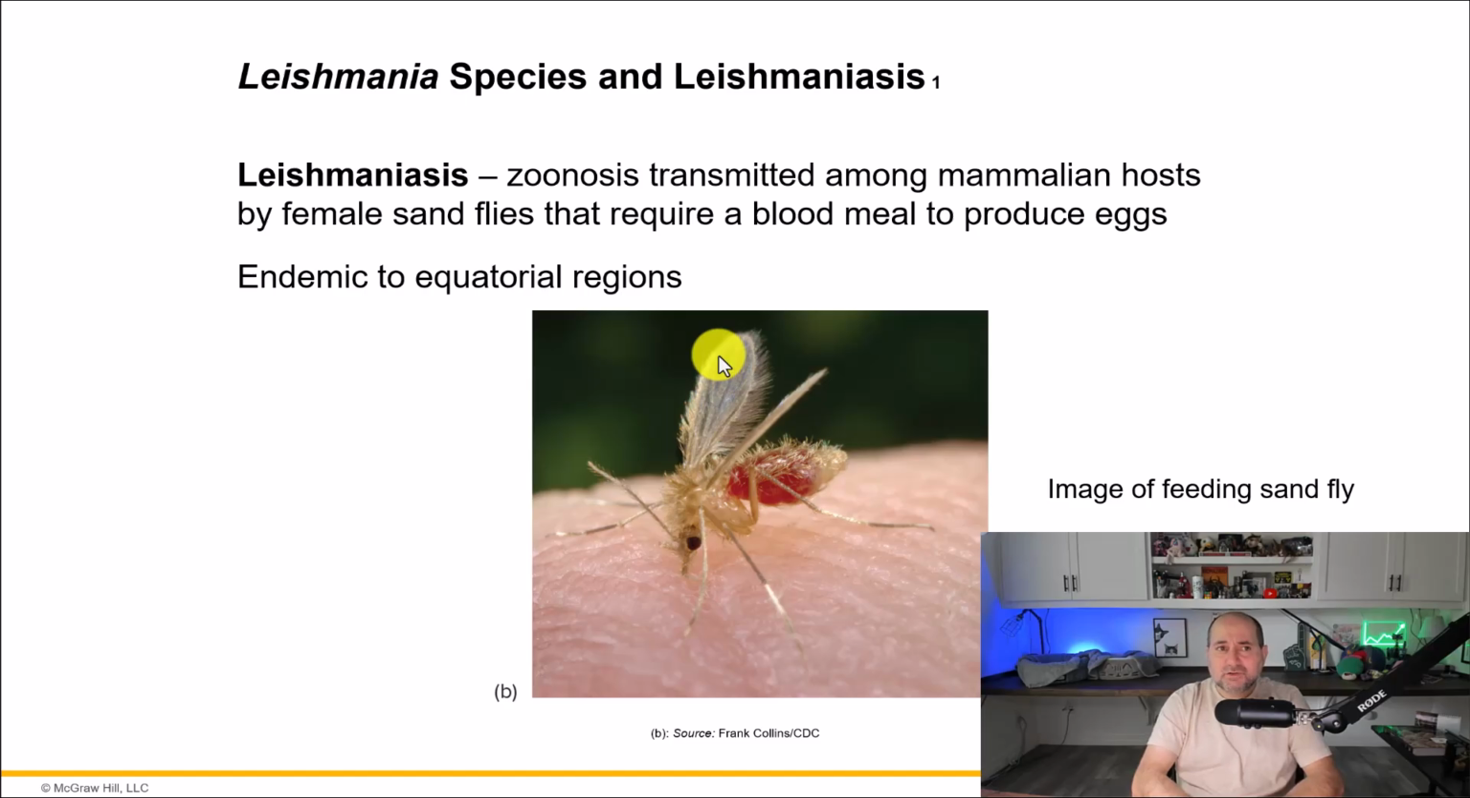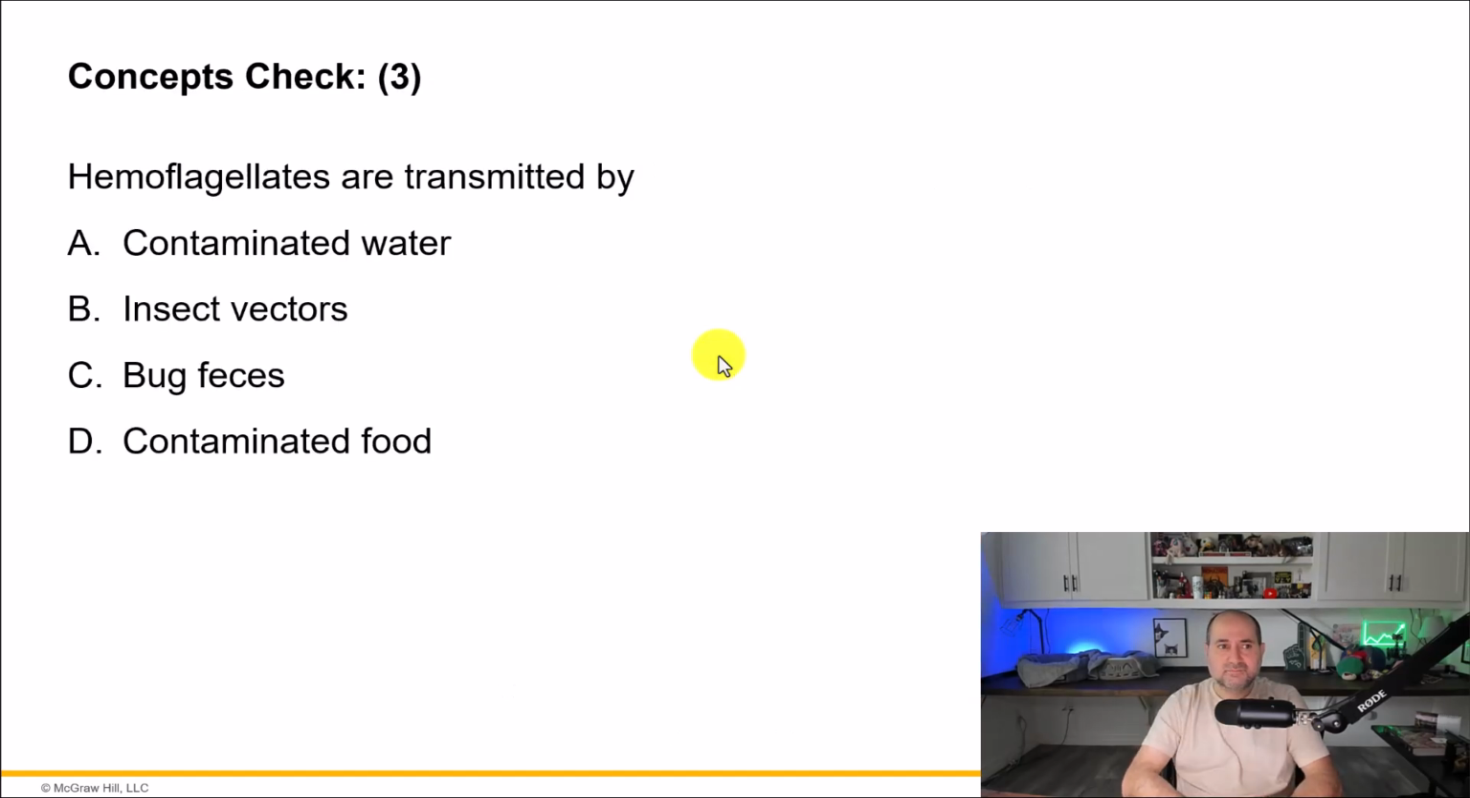And then we talked about Leishmania species and how they can cause leishmaniasis. You should know that this can be spread by the vector, the sandfly. And do you remember this concept check question? Hemoflagellates are transmitted by insect vectors, right? So we should know that for sure.